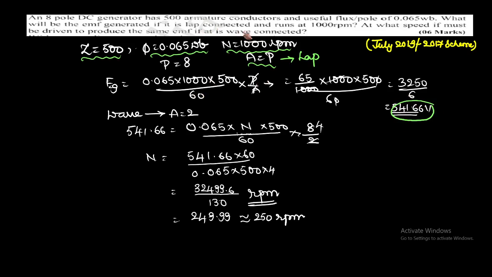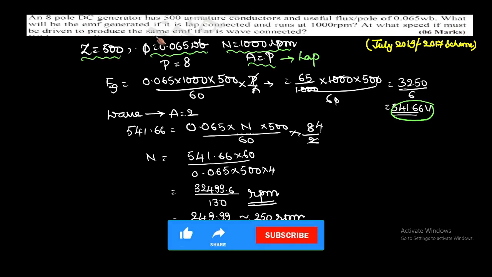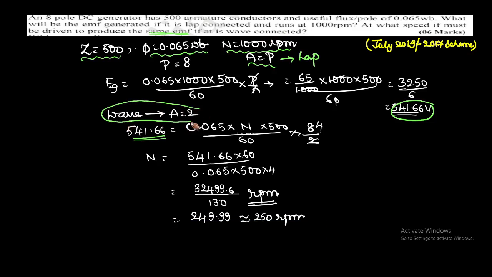In the problem, if you observe, at what speed must it be driven to produce the same EMF? So we have to take the same EMF, but it is wave connected. Wave connected means what is the change here? A equals 2. So 541.66 equals 0.05 into N into 500 divided by 60 into 8 by 2. What is the speed here? You can get 249.99, approximately 250 rpm.